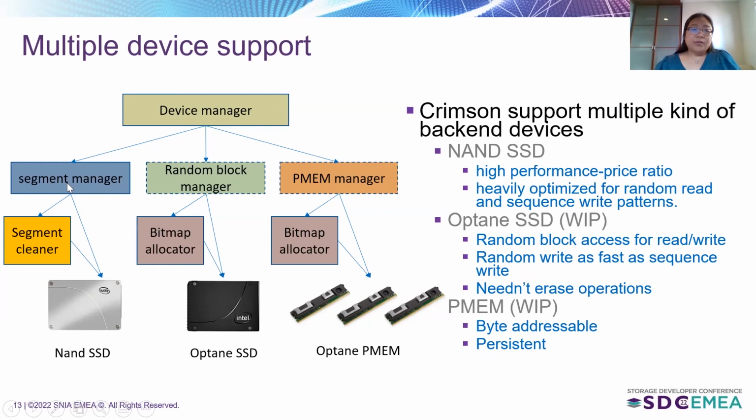For the NAND SSD, we use the segment manager. We divided the NAND SSD into several segments and use the segment manager to manage the segments, and use the segment cleaner to do the garbage collection. For the Optane SSD, we use the random block manager and the bitmap allocator to manage the Optane SSD. For the PMEM, we use the PMEM manager and the bitmap allocator to manage PMEM. So this is the architecture for the different devices supported in Crimson.